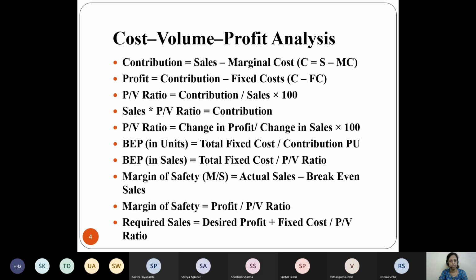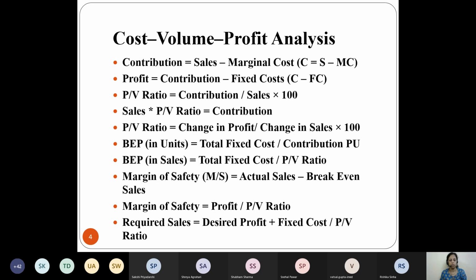So now we have seen the first two formulas. First formula: contribution is equal to sales minus marginal cost. Suppose selling price per unit and marginal cost per unit are given, you will get contribution per unit, or total contribution, as per the information given in the question. Then profit: total contribution minus total fixed cost is equal to profit.